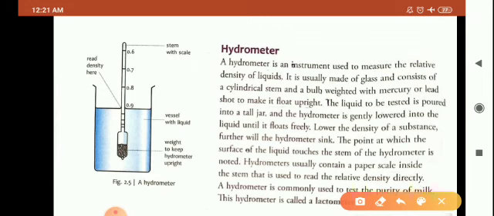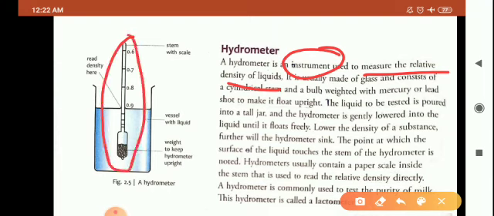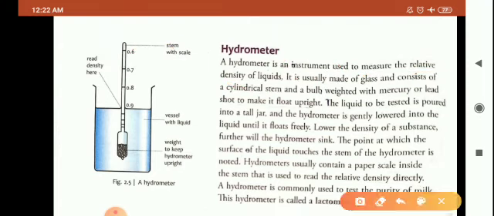So what is this hydrometer? Hydrometer is an instrument which is used to measure the relative density of liquids directly. It is usually made up of glass. This part is your hydrometer, okay? It is usually made up of glass consisting of a cylindrical stem and a bulb weighted with lead or mercury shots. You can see here the lead or mercury shots. Yes or no, children? This black one.